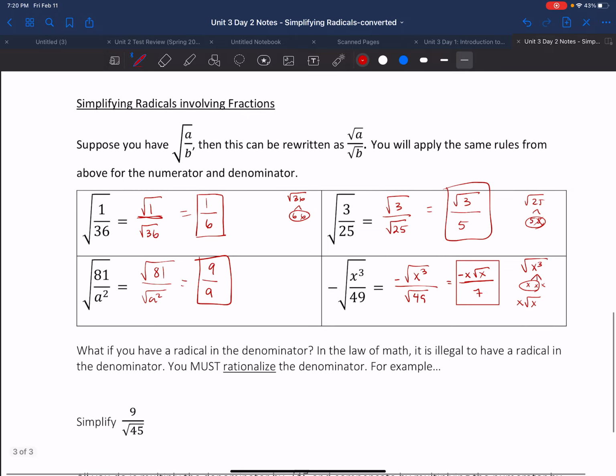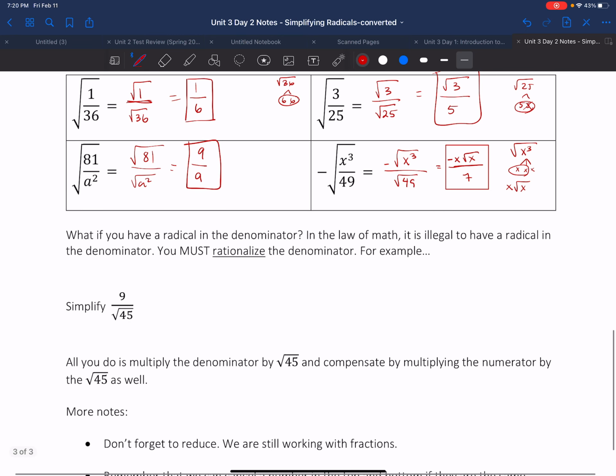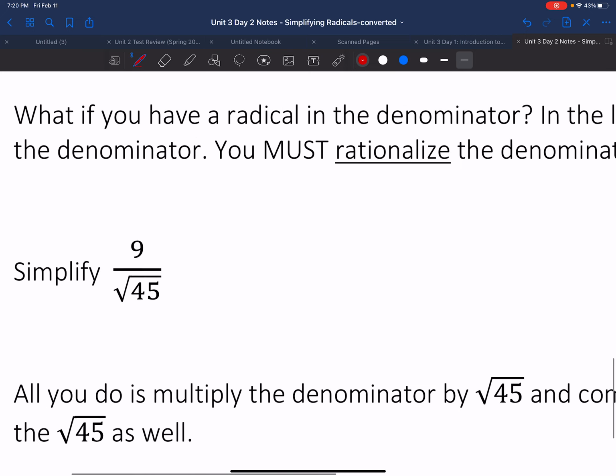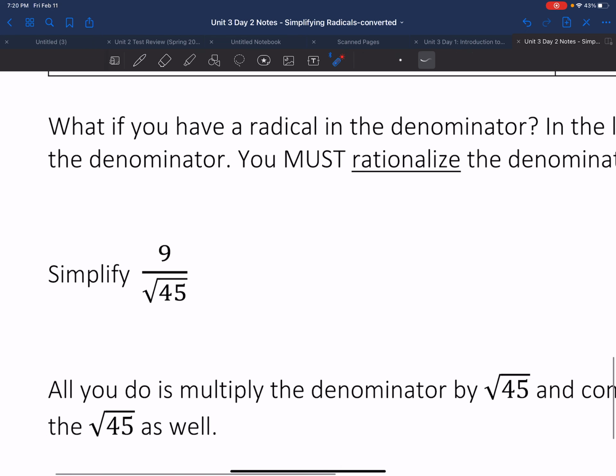Okay, there you go. Now, what if you have a radical in the denominator? In the law of math, it's illegal. So 9 over square root of 45, you can't have this as your answer because you have a radical in the denominator. You need to get rid of it. And how do we get rid of it? Well, I need you to remember something.